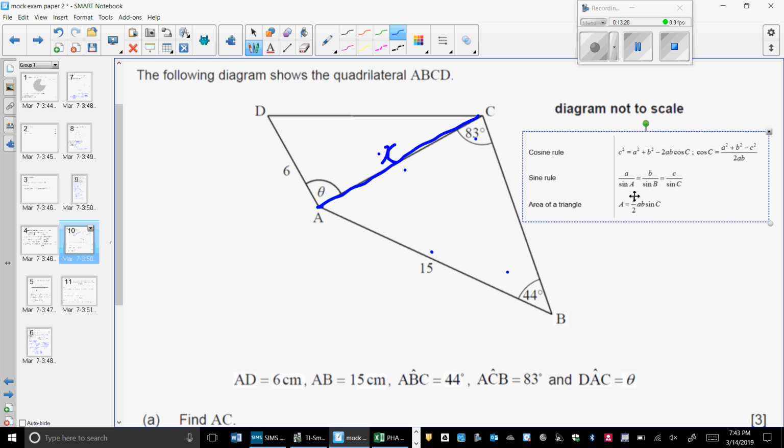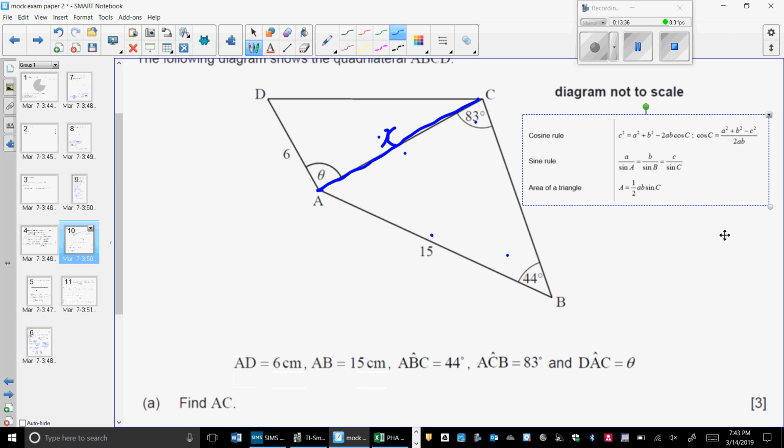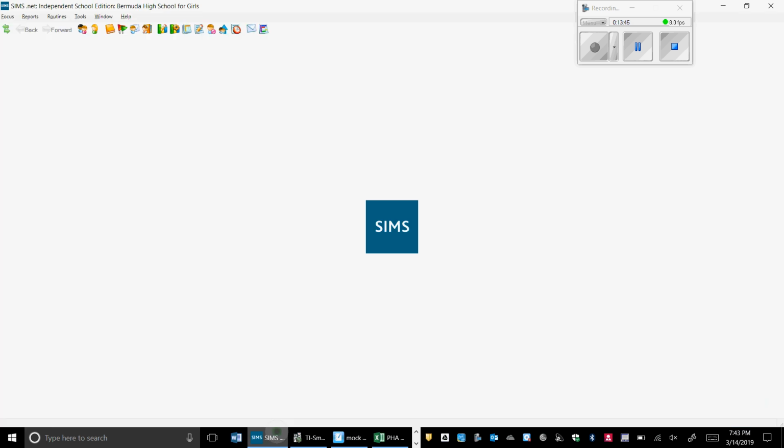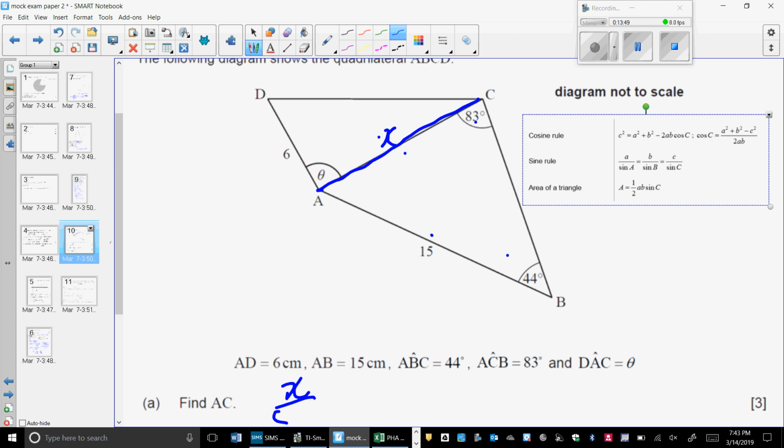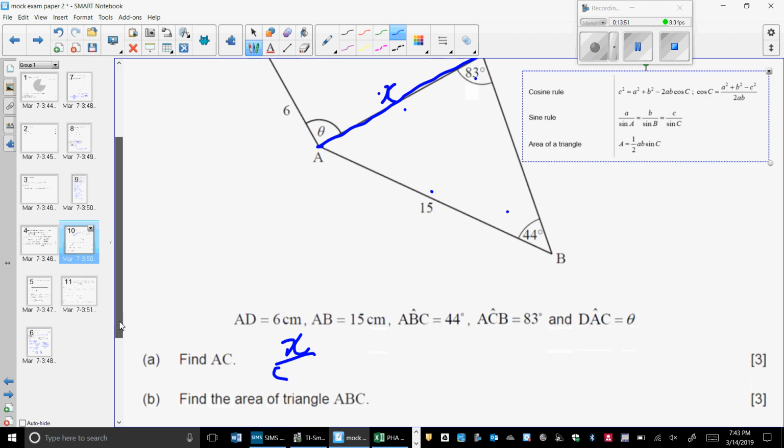Okay, so because we've got 2 angles and 2 sides, as I said, it's the sine rule. So it's length over sine of the angle equals length over sine of the other angle. Now remember that these have to be opposite each other, which we've got the correct values, so we don't need to worry here. So it's x over sine 44 is equal to 15 over sine 83.